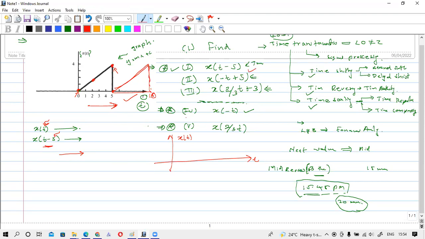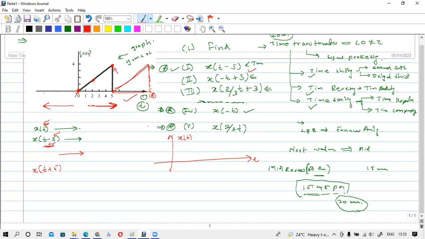It is very simple. What you have to do is shift these 2 points by 5 this way. If it is plus 5, which side will the graph be shifted? Can anyone tell? To which side will the graph be shifted if it is x(t + 5)? Left side, yes, thank you. So it will shift to this side.